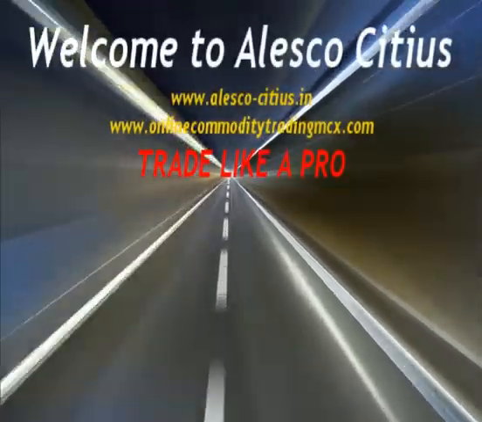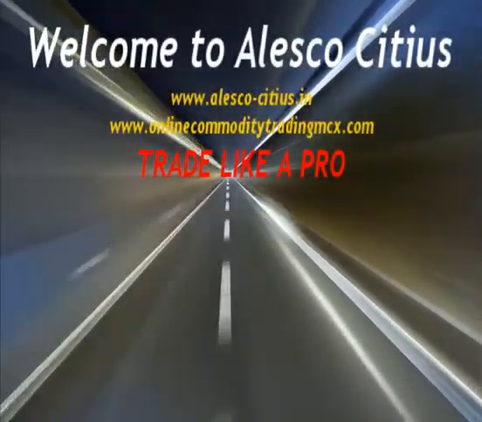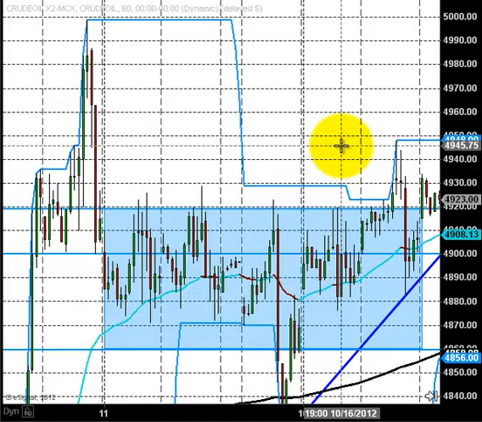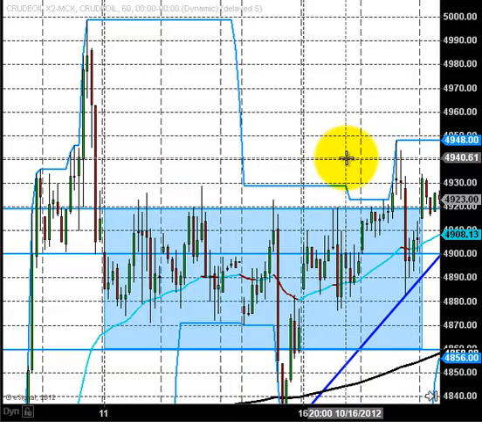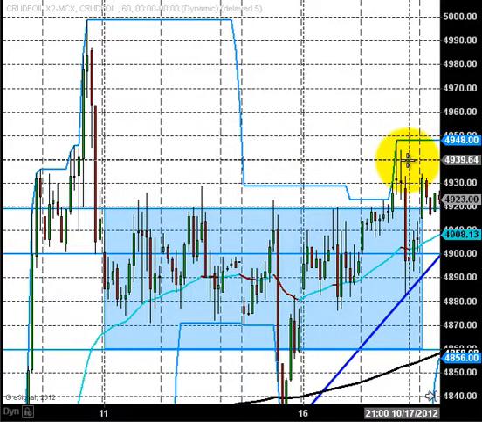Good morning. In this presentation, we are going to see how we can trade in MCX crude oil today. Before looking into that, let us see what happened yesterday and what we expected yesterday. The chart which you are viewing is a 1 hour chart.